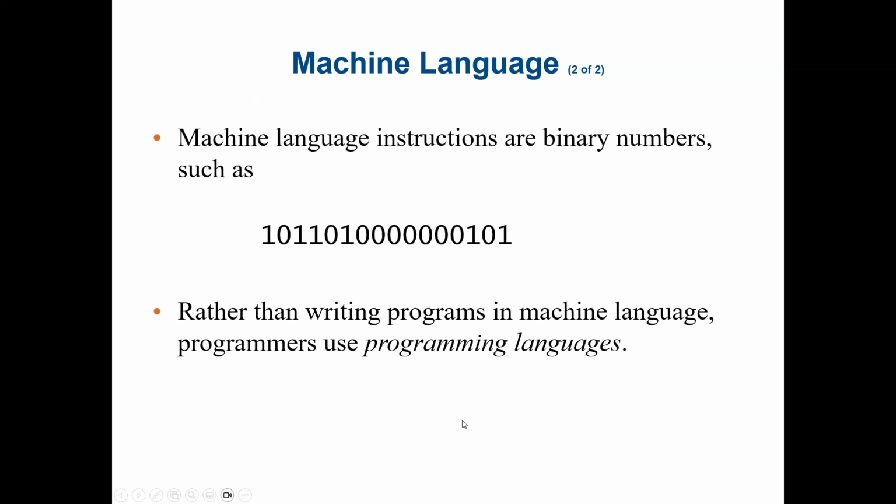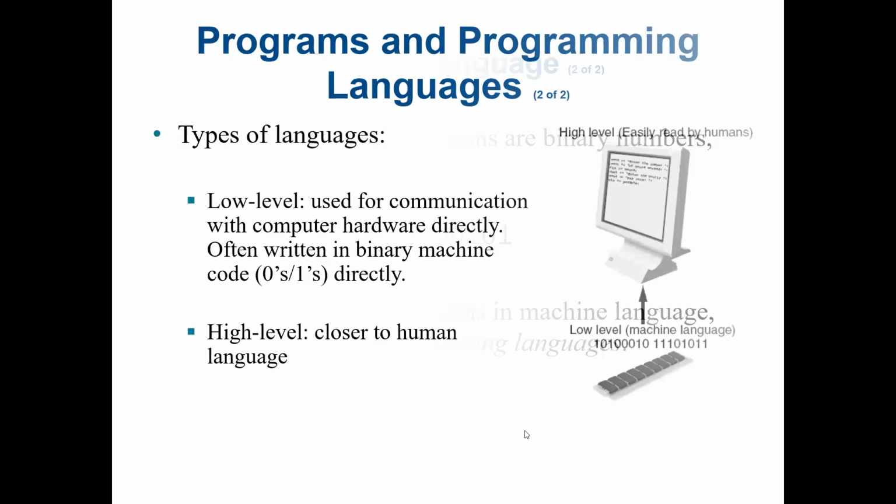So rather than writing programs in machine language, programmers use programming languages such as Java, C++, etc. Also, we have different types of language. We have the low level, used for communicating with computer hardware directly. So this would be the binary or machine language. Then we have the high level, which is closer to human beings, for example, Java and C++. We can see that C++ in our previous lectures' examples is close to English.